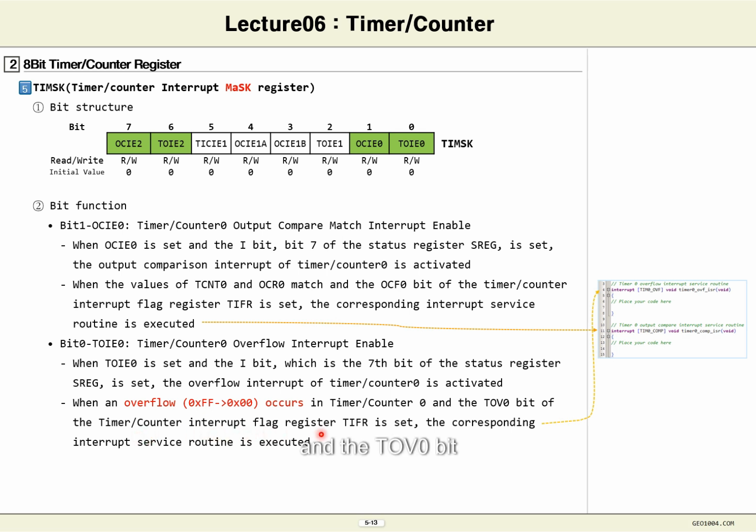and the TOV 0 bit is set in the flag register TIFR. The corresponding interrupt service routine is executed. So, this TIFR is set, and the corresponding interrupt service routine is executed. If you look here, you can understand that the timer 0 overflow part is called directly.